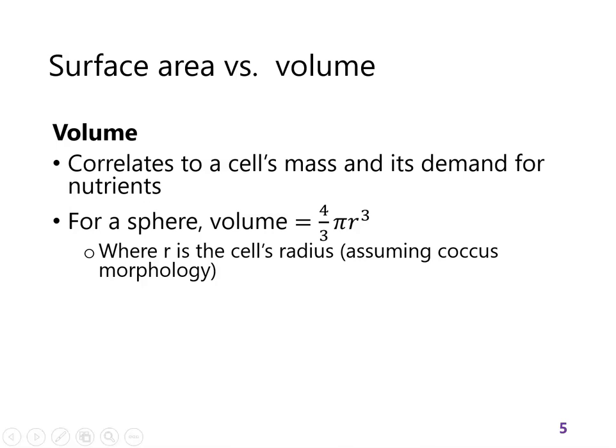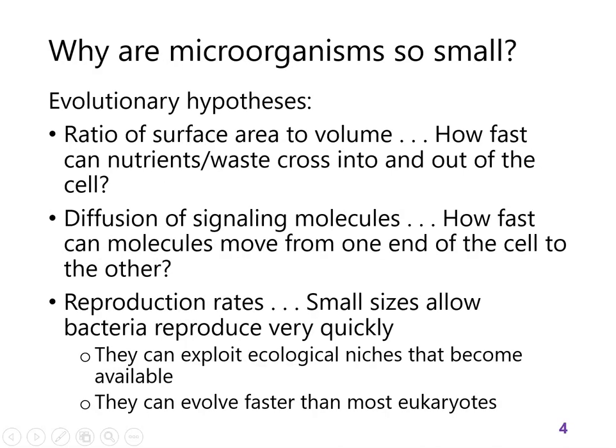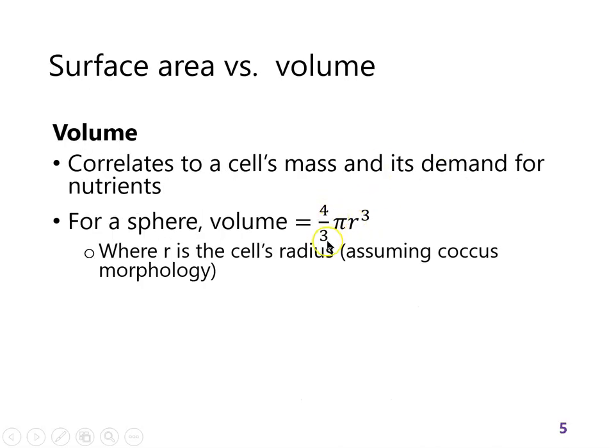And so if we think of a sphere, the volume of a sphere is 4/3 pi r cubed, where r is the radius of the sphere, or the radius of a cell. So let's keep that in mind. That's how we calculate the volume of a sphere, and the volume roughly correlates to the cell's demand for nutrients.